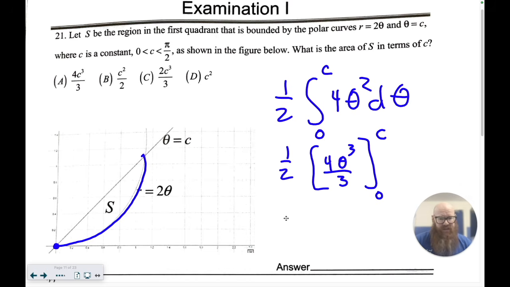So when I plug in C, I get 1/2 of 4/3 is 2/3 C cubed, minus when I plug in 0. But when you plug in 0, you just get nothing. So you just get 2C cubed over 3, which is answer choice C.